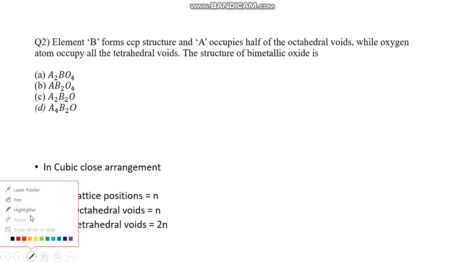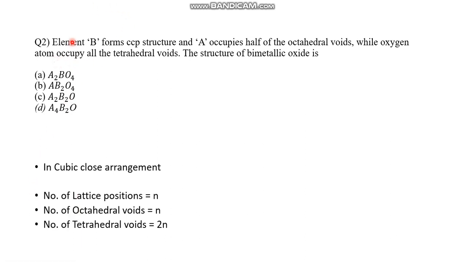Let's try to read the question once. Element B forms CCP structure and A occupies half of the octahedral voids, while oxygen atoms occupy all the tetrahedral voids. The structure of the bimetallic oxide is? So here it has been given to us that B is forming a CCP structure, and A occupies half of the octahedral voids, while oxygen atoms occupy all the tetrahedral voids. So we have to determine the structure of the bimetallic oxide, and these were the options given for this question. Let's try to solve this type of question.